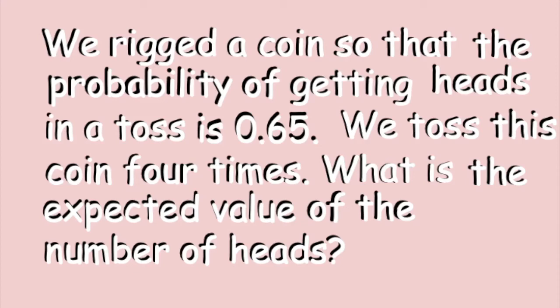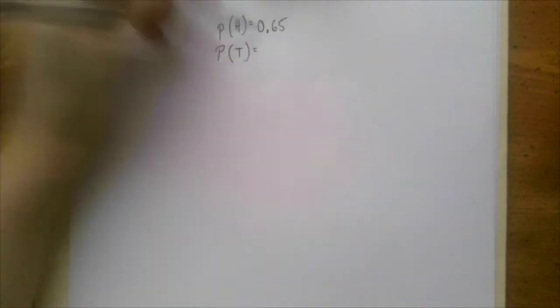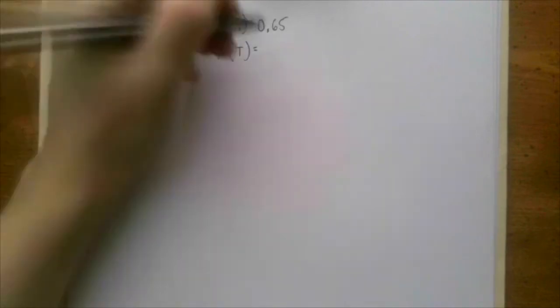Suppose we have a coin that is rigged. So when we toss it, the probability of a heads result is 0.65. The first question is, well, if that's so, what is the probability of getting a tail? Well, there are only two outcomes when we toss a coin, so the two probabilities must add up to 1. So we just subtract 0.65 from 1 and get the other probability, which is 0.35.